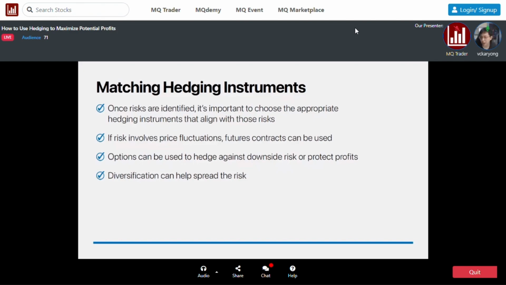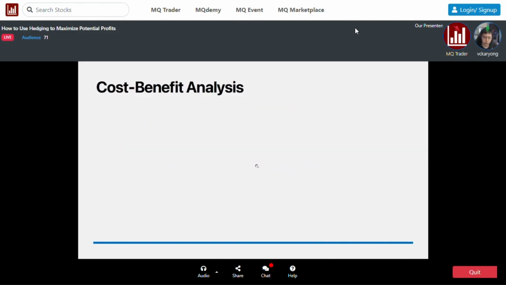Diversification is mainly to spread the risk. I think this one is quite straightforward. You don't want to put all your eggs in one basket. So diversification is basically just to spread the risk. Different things, right?